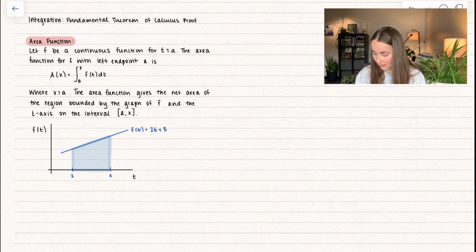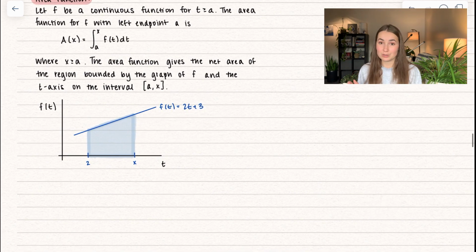We have an example. We have our function f of t is equal to 2t plus 3. So we're going to start at 2, and we're finding the area between 2 and x. Usually we're used to this right endpoint being a number rather than x, but this is just showing that we can choose any value there, and we're going to be able to find that area. So let's calculate this without using integration. If we remember, this is actually going to be the area of a trapezoid.